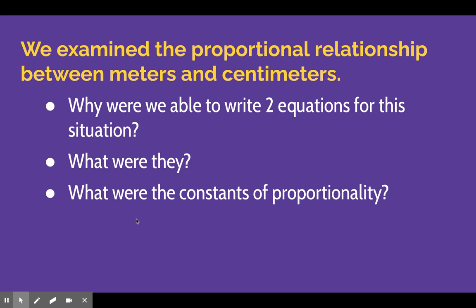So let's read the prompt. It says, an albatross is a large bird that can fly 400 kilometers in 8 hours at a constant speed. Using D for distance in kilometers and T for the number of hours, an equation that represents the situation is D equals 50T. So it already gives us the equation.